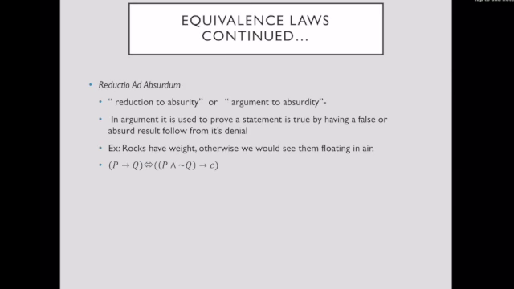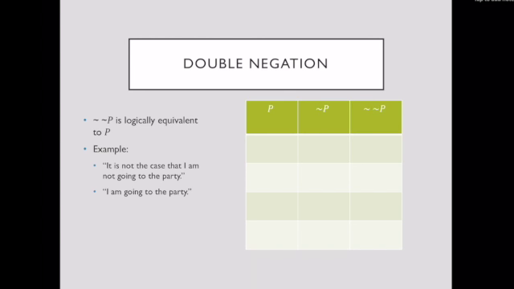There's also one law that's really just kind of ridiculous. It's called Reductio Ad Absurdum. My pronunciation is terrible. That was supposed to be Latin. And what it means is reduction to absurdity, or argument to absurdity. This argument is used to prove a statement is true by having a false or absurd result derived from its denial. So P implies Q is logically equivalent to P and not Q implies C. So an example of an obnoxious argument would be rocks have weight, otherwise we'd see them floating in the air. That's a ridiculous argument.